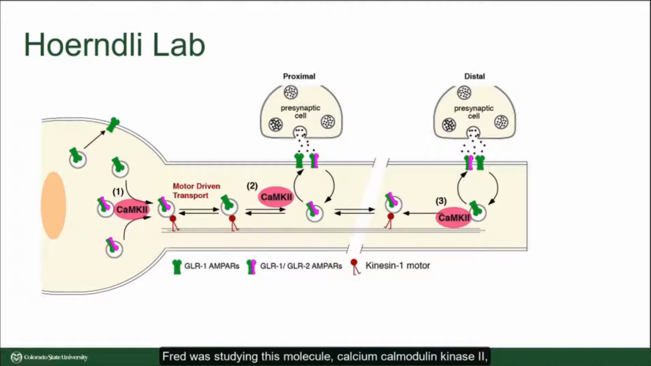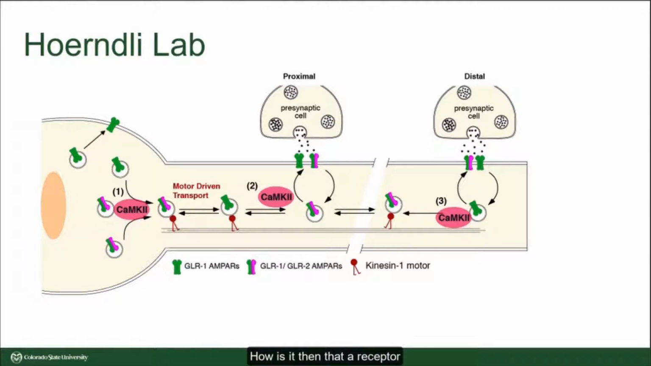But the basis of how the Hermle Lab was founded was Fred was studying this molecule, calcium calmodulin kinase 2, or CAMK2. He was really looking at its role in synaptic plasticity, because before this, many people in memory, it was studied solely at the synaptic level. Which makes sense, right? That's where the receptors are, that's where all the magic happens. But Fred's argument with this was, well, although a lot of interesting things are happening here, we have all these upstream processes that have to happen for the receptors to even just get there.